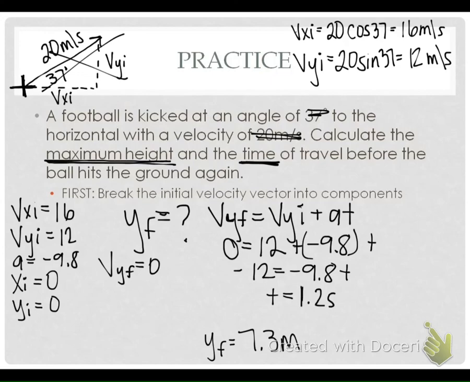Okay, since we chose v sub yf to be 0, that means it's at what point in its path? The top. So what do we do with our time? You double it. We multiply it by 2 because we want to know total time in the air. We have to go to the top and back down. So we multiply that by 2 and we get 2.4.